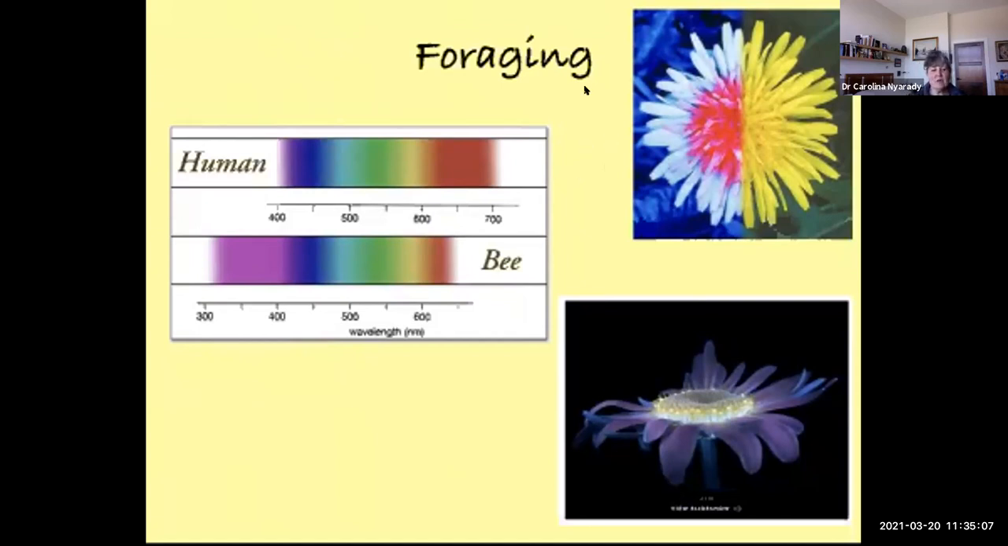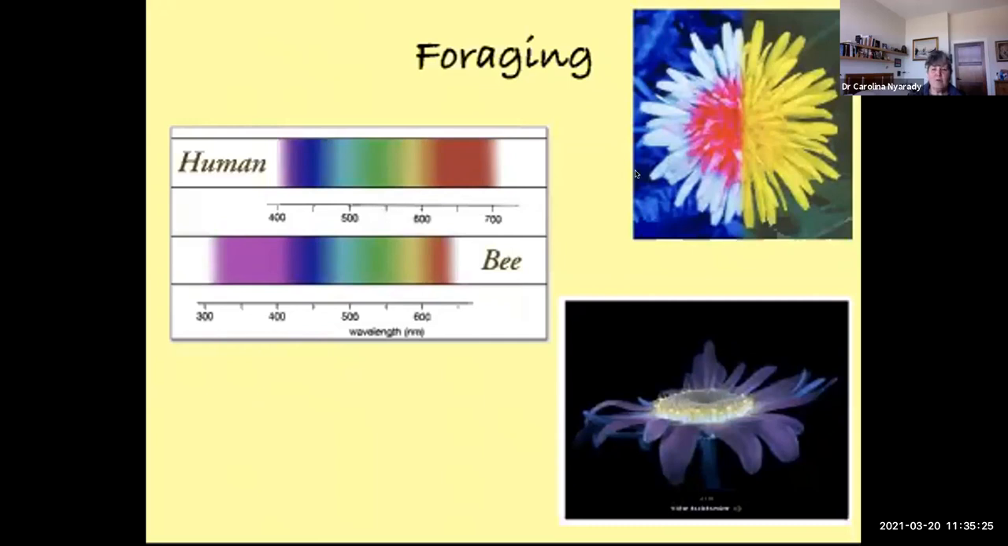Foraging in bees really happens during ideal temperatures. So we normally think of mid-60s to, of course, mid-80s as the most ideal temperature. They will forage at hotter temperatures in our area.